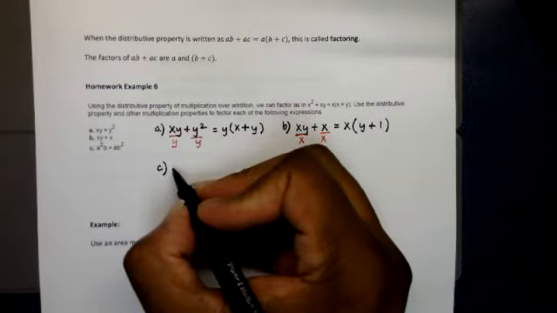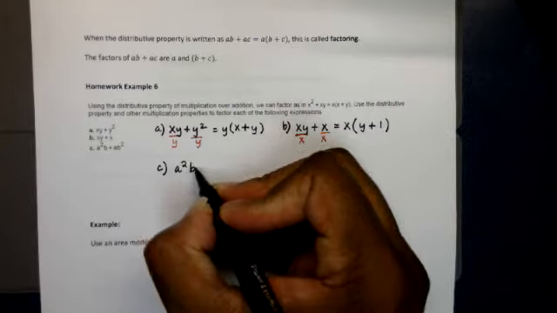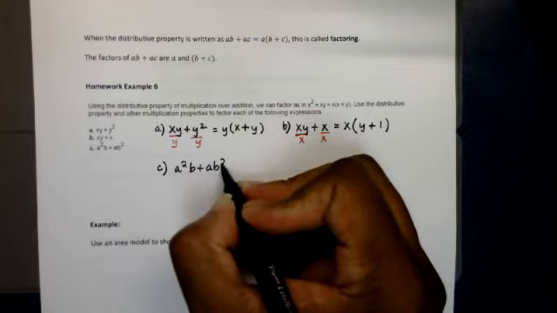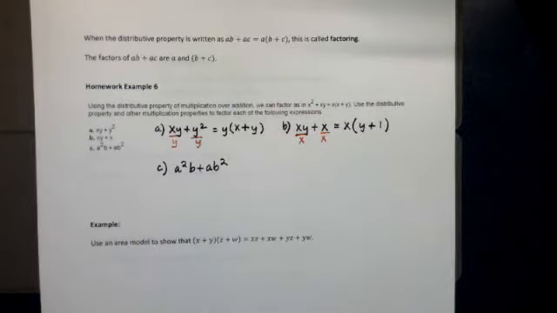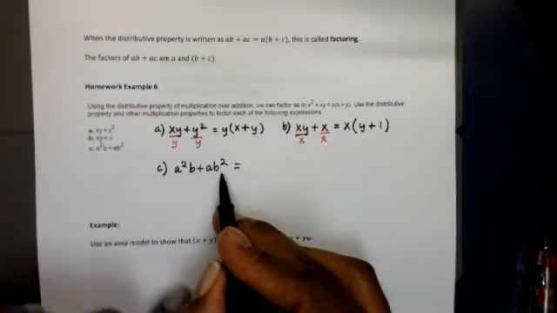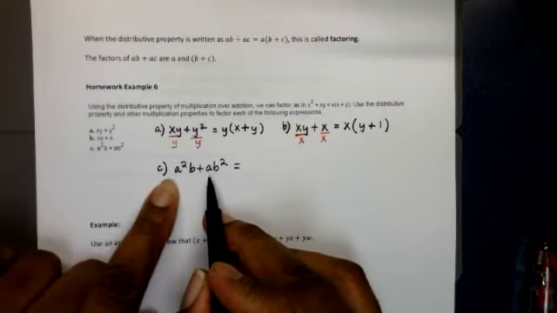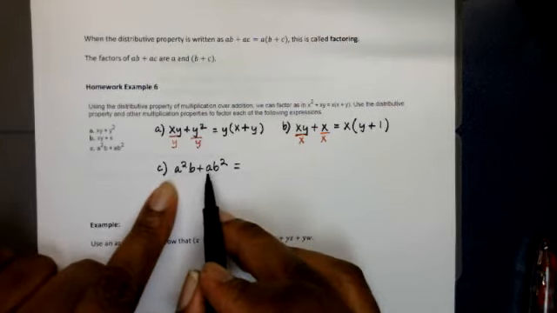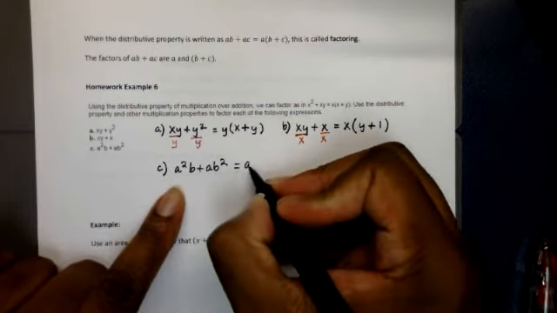All right, and then part C, a squared b plus ab squared. And here I want to factor this using the distributive property. In this case, we need the common factor that's in a squared b and ab squared. Well, a is in both of these, but we have to use the one with the smallest exponent. So it'll be a to the first power.